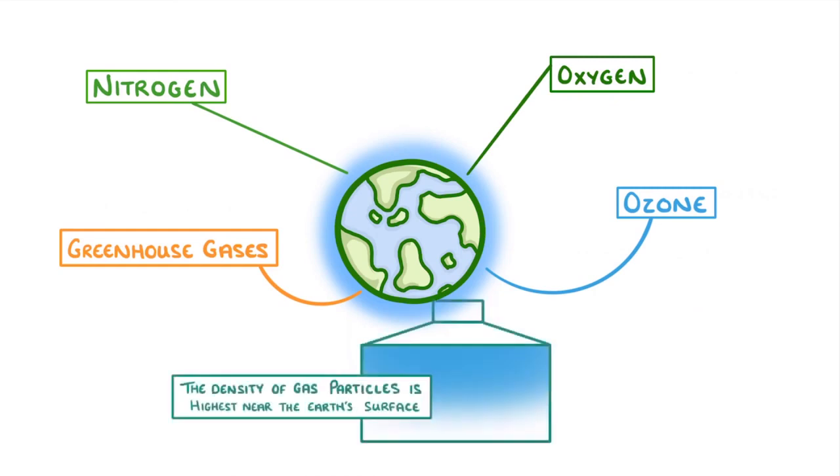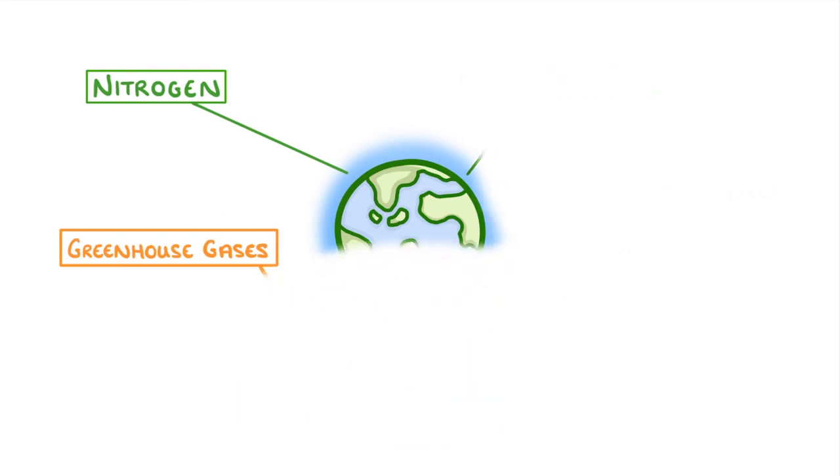Importantly though, the density of the gas particles is highest near the Earth's surface, and the pressure then gets smaller and smaller the further away from the Earth you get. In this video, we're looking at atmospheric pressure. And this idea of the density decreasing as you get further and further away from the Earth is one of the main reasons why atmospheric pressure also decreases the higher up you go.